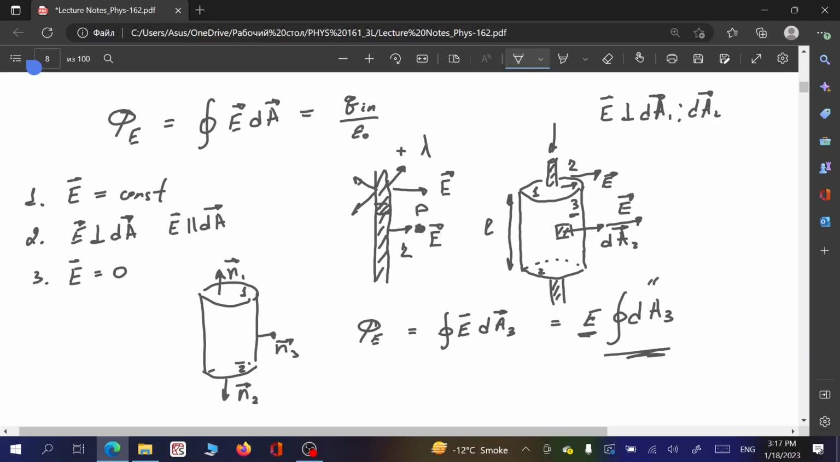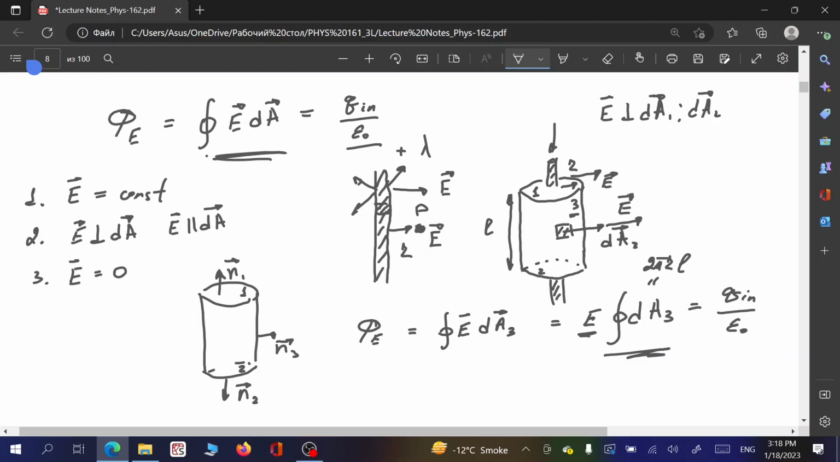So it's the side area of the cylinder, and that will be 2 pi times r times L, the height of the cylinder. And now we recall Gauss' law. So what it tells us is that the flux through a closed surface should be equal to the electric charge enclosed in this closed surface divided by epsilon naught, Q internal divided by epsilon naught.